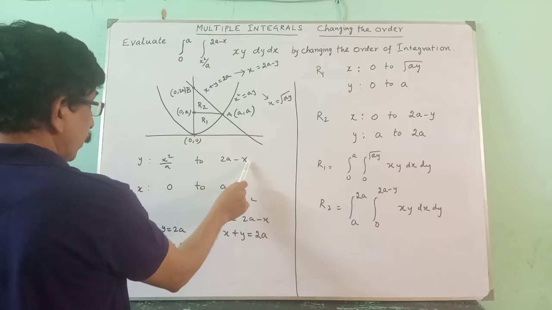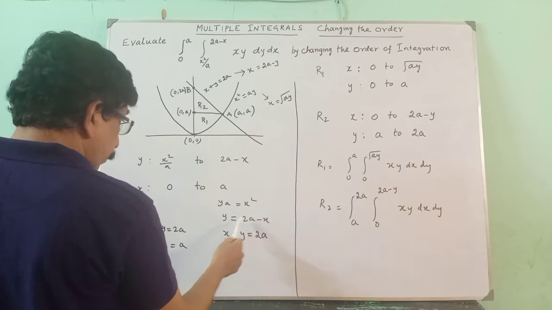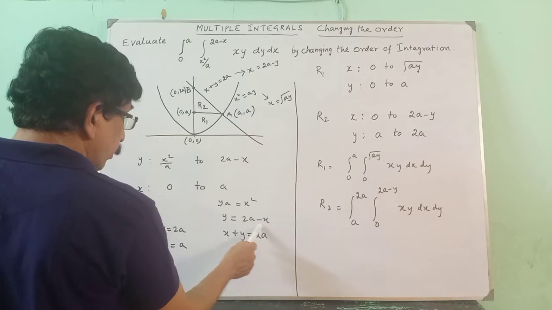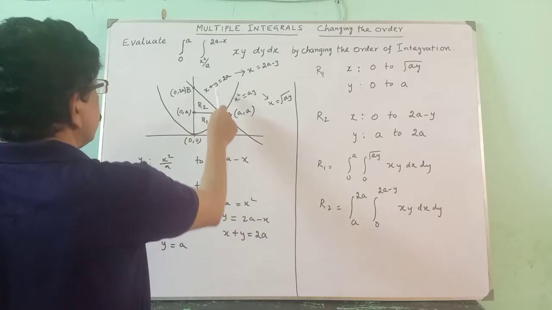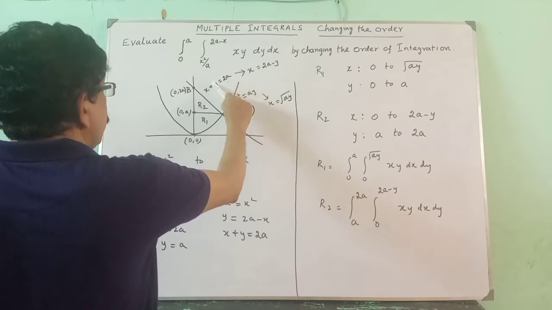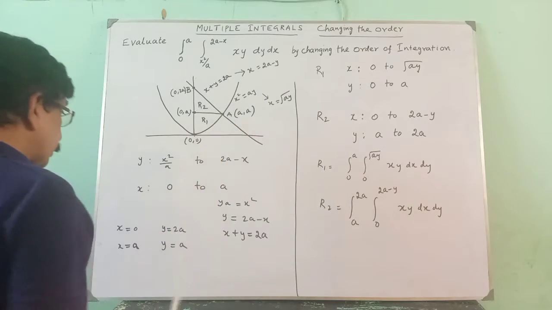Next, the line equation: y is equal to 2a minus x, so x plus y is equal to 2a. This line equation gives x is equal to 2a minus y.